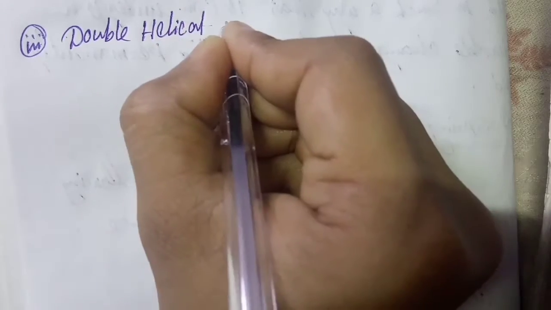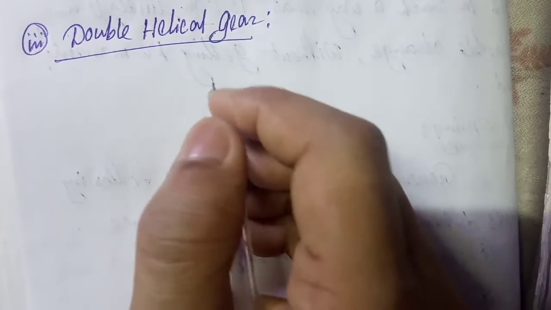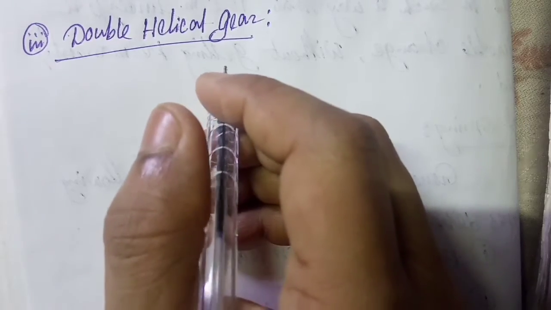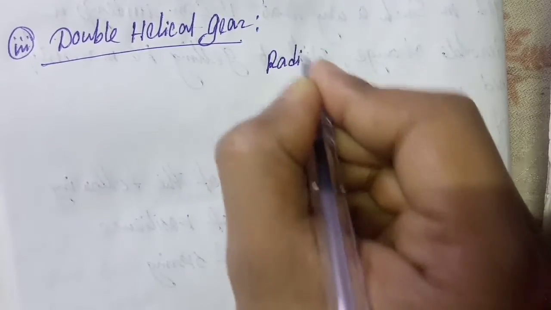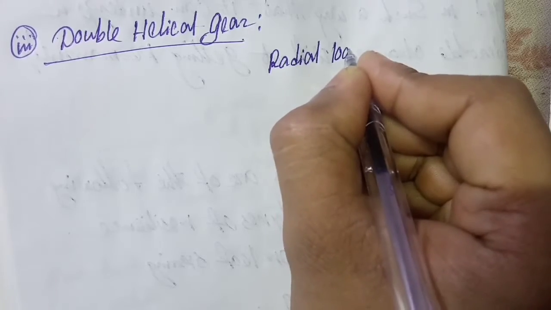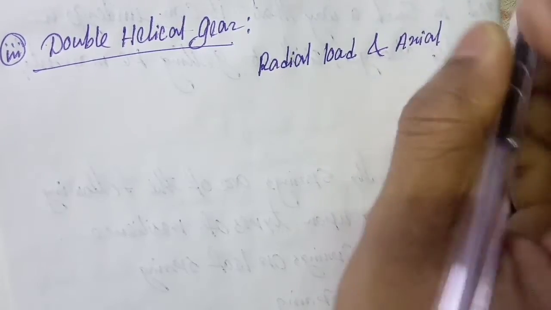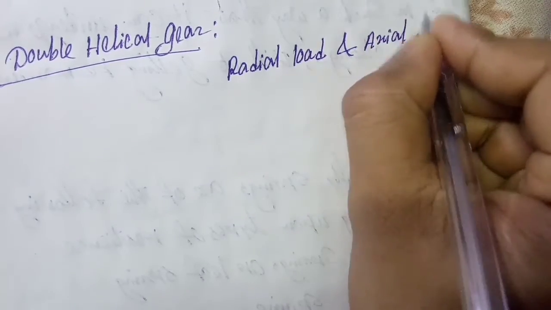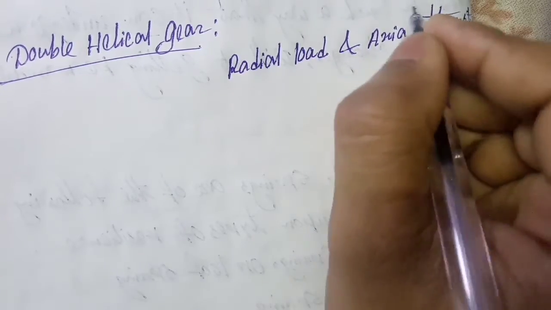Another type of gear is the double helical gear. When multidirectional forces are applied, like radial load and axial thrust, then we can use double helical gear.